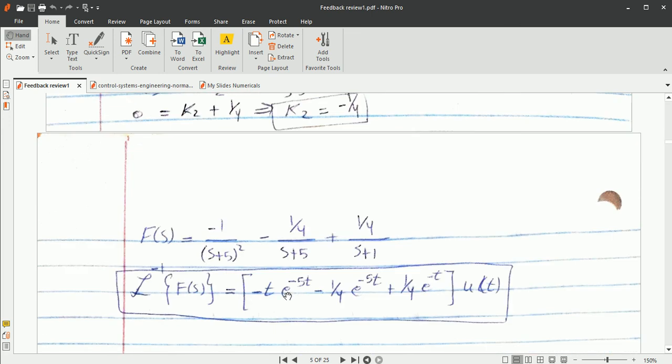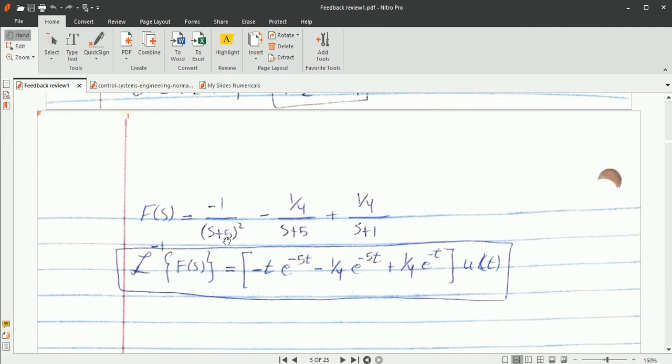Now case 3. Now this is the repeat. Yes, let's discuss this. Minus 1 over s plus 5 whole square. So now take its Laplace. Now this is 1 over s square, and 1 over s square is for the t. So it will be minus t into e raised to minus 5t.